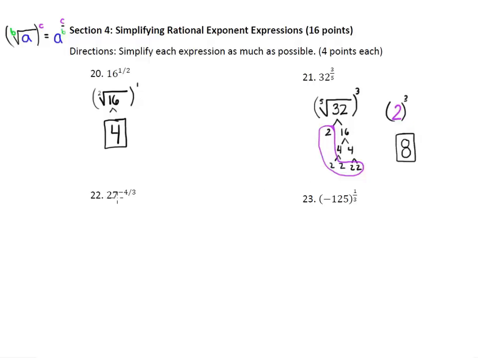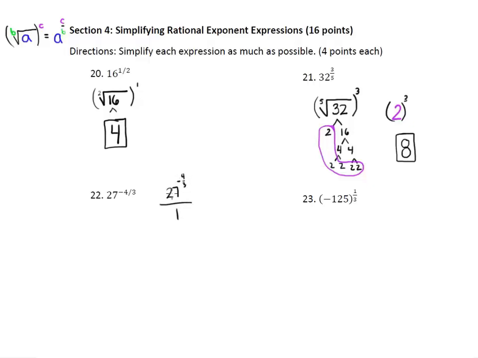All right, 22. 27 to the negative 4/3 power. You know what I'm going to do on this one first, though? Before I change it to radical form, I want to get rid of that negative exponent. So right now we have 27 to the negative 4/3. I want to make that positive 4/3. So remember, negative exponents just can move things. That's all it is. So I'm going to turn this into a fraction.